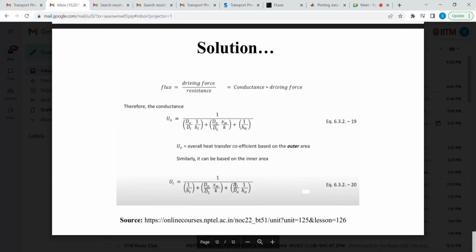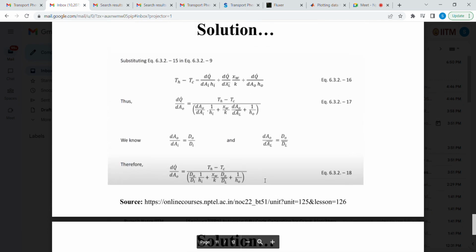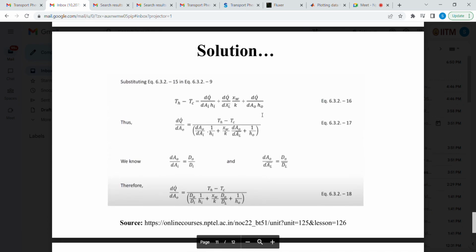Similarly, based on the inner area, we can derive the same. So basically here we put A naught H naught, we need to put A i H i, and then we can derive it. So how do we derive it, and stuff like that? You guys use this as a template and do it. You will get it easily.